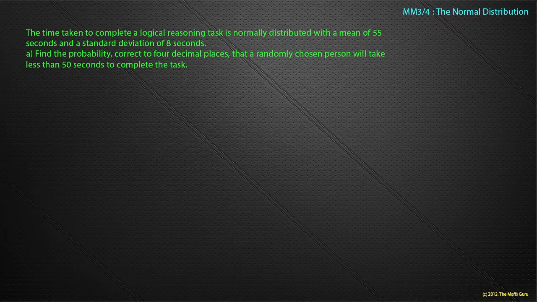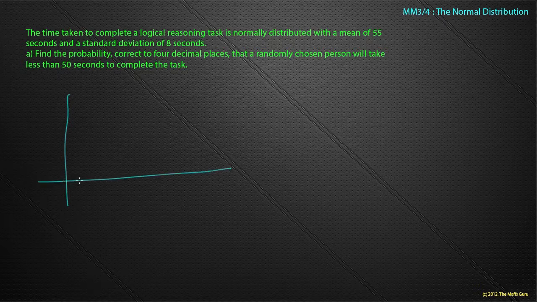Okay, what I'm going to do now is just a couple of examples, again from the textbook, that highlight the power and perhaps the ease with which we can now use the normal distribution and inverse normal functions to help us find bits and pieces. The question on the video is now pretty trivial, but it just gives an idea of what we need to do. So the time taken to complete a logical reasoning task is normally distributed with a mean of 55 seconds and a standard deviation of 8.